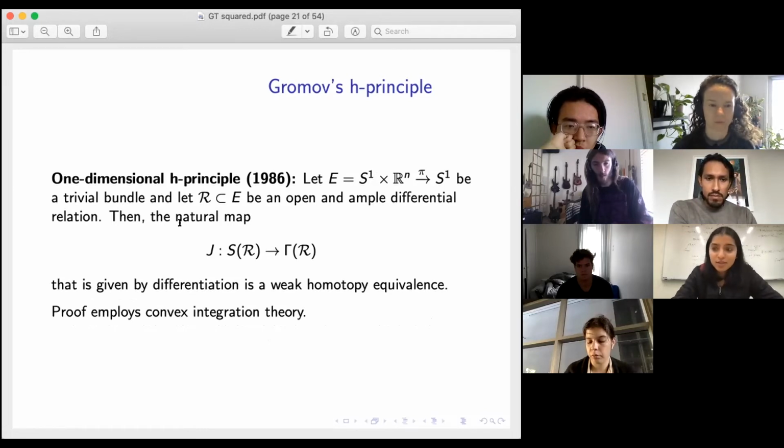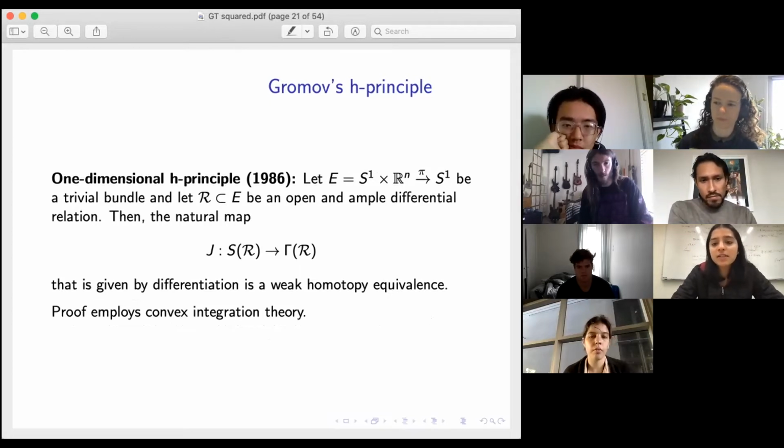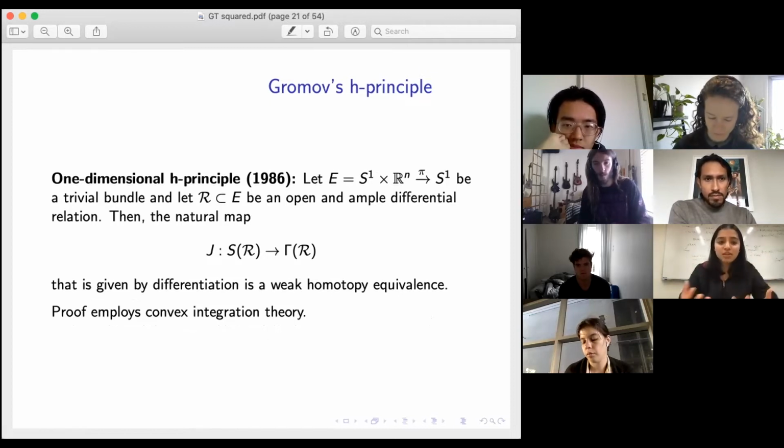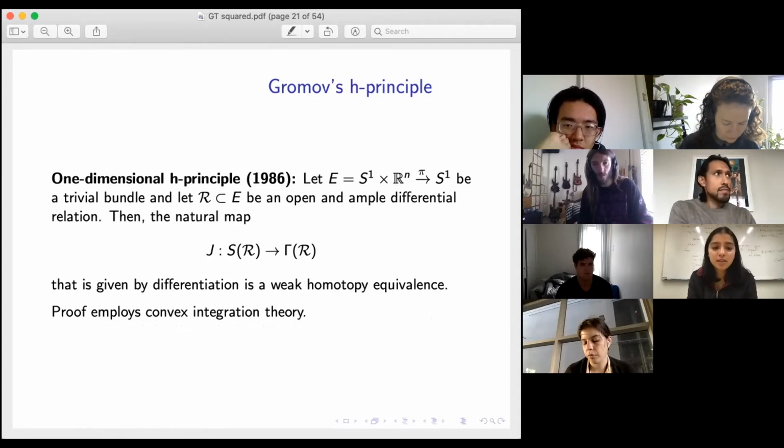How do we prove this? It's a tedious proof, and it employs a particular advanced technique called convex integration theory, which was invented by Gromov in the 1980s as well. This intricate method was developed by him to prove the h-principle for ample differential relations. It was literally invented to prove this. But it's an important technique in differential geometry and in complex geometry today.